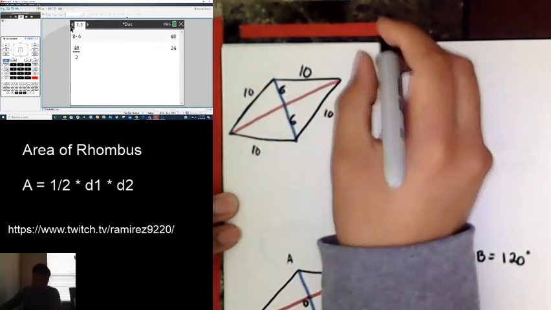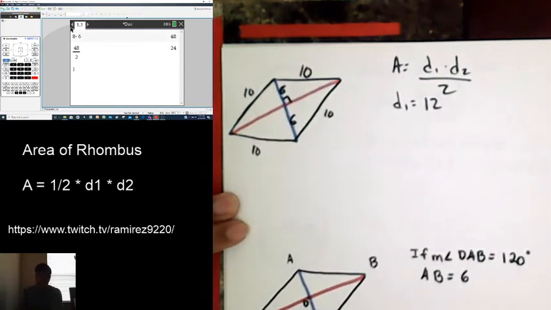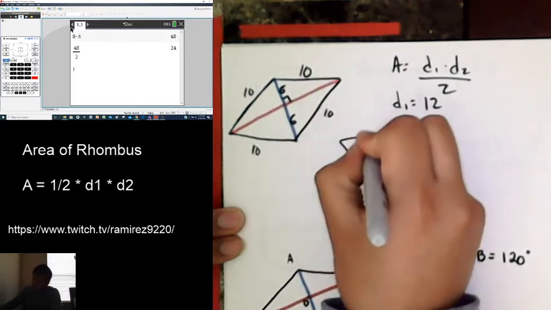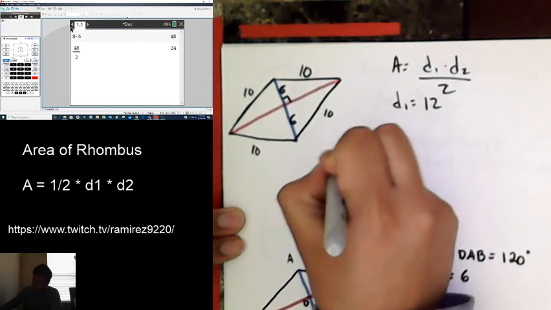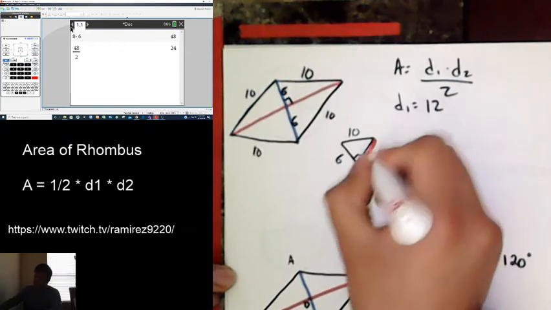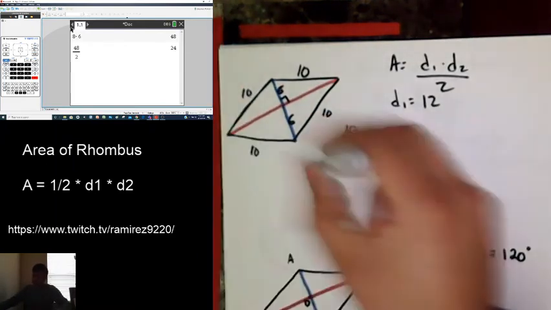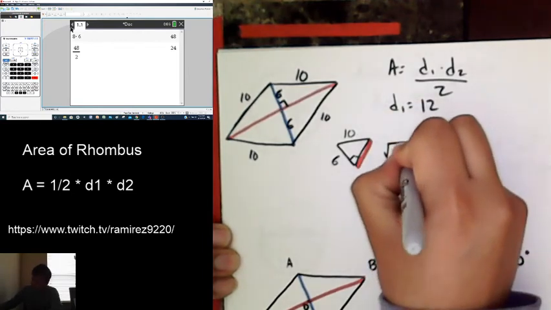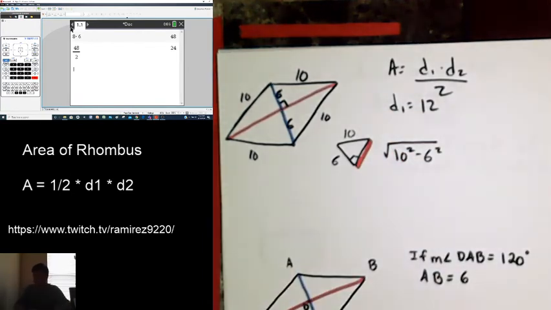Remember how both in a kite and a rhombus, the diagonals intersect at a 90-degree angle. So we have a right triangle. In my right triangle here, I know that this is 6 and I know this is 10, and I am basically looking for this piece right here. This piece is that piece. And once again, I know my c, so Pythagorean theorem. 10 squared minus 6 squared, which is going to give us 8 if I'm not mistaken.